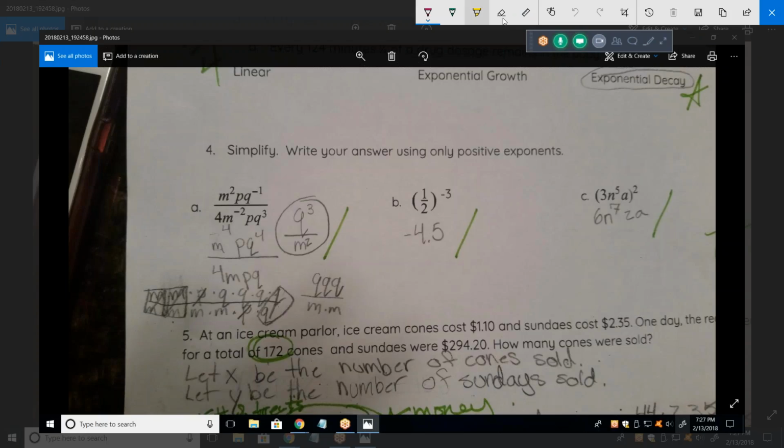First of all, number 4 is going to involve quite a bit of math. What you want to do is take it variable by variable, Brett. In other words, deal with your numbers first, and then deal with all the m's, and then deal with the p's, and then deal with the q's.